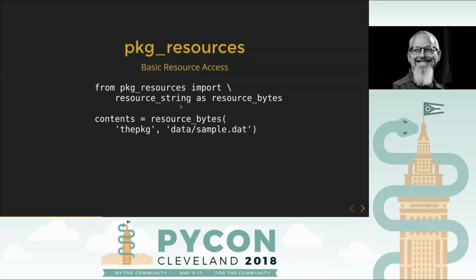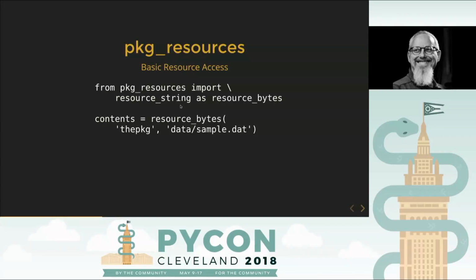So now along comes a well-known, maybe infamous package called package resources. And package resources has this thing called the basic resource access API. And we can use this instead of accessing the dunder file directly to read the sample data. So we import this function. It has this function called resource string. It's a little weird because in Python 3 it actually returns bytes. So we'll tell the truth. We'll import it as resource bytes.